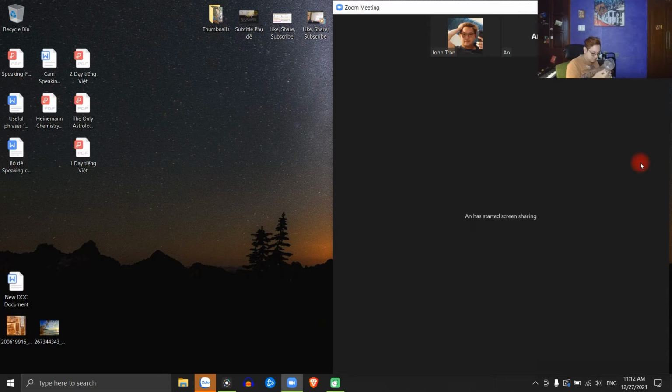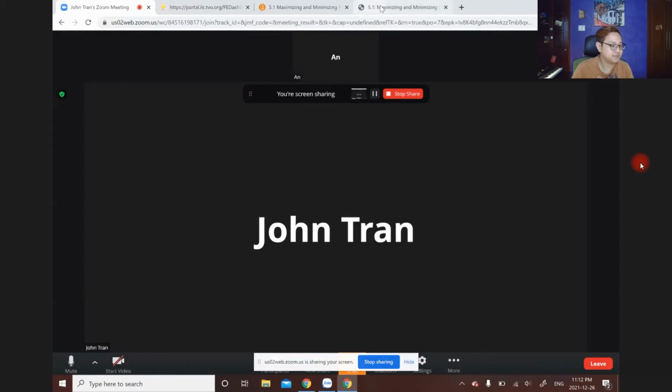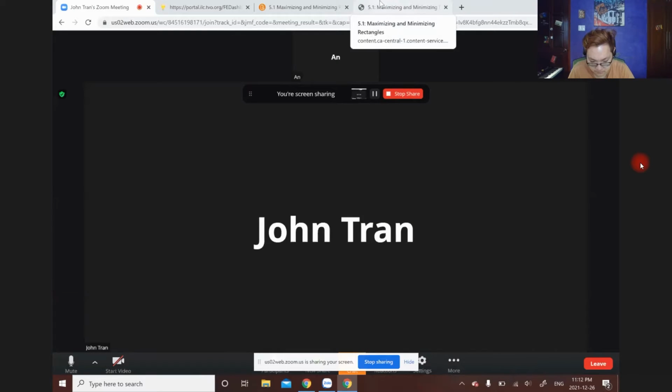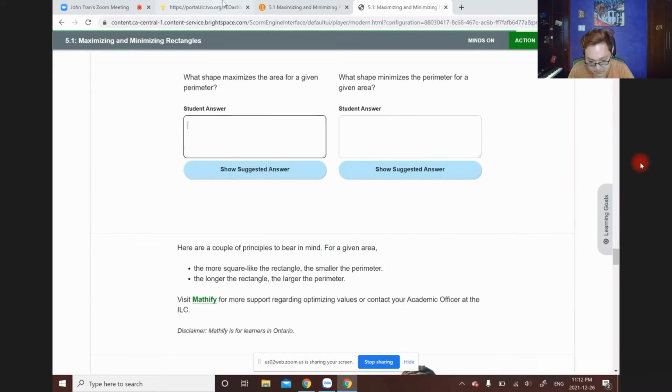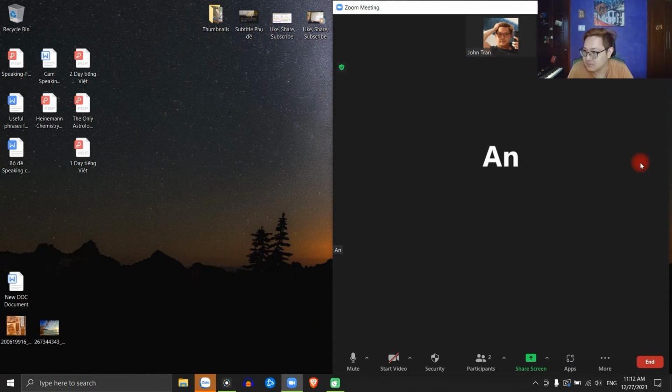And what shape maximizes the area for the given perimeter? Oh, you just stopped your share screen now. Yeah, sorry. Okay, share again, please. Can you see it? Yes, now I can. Okay, I can close it.